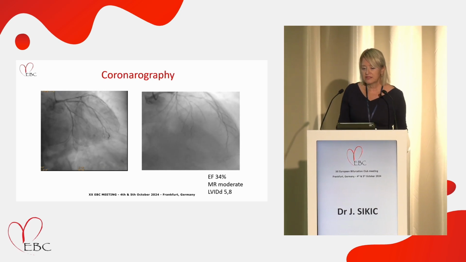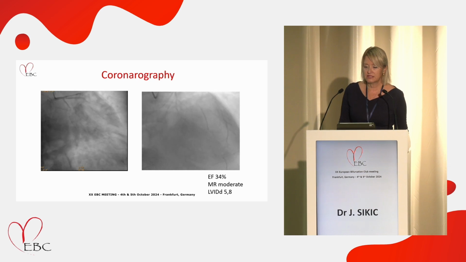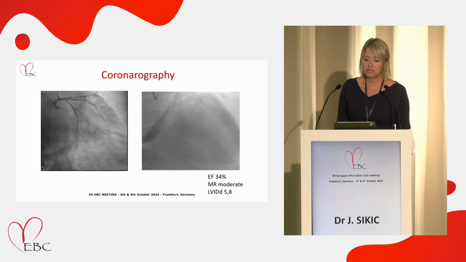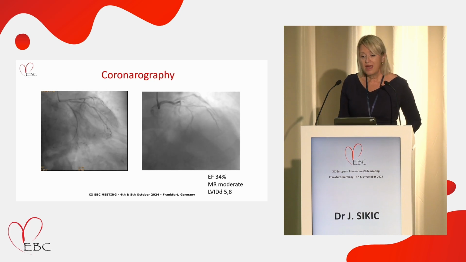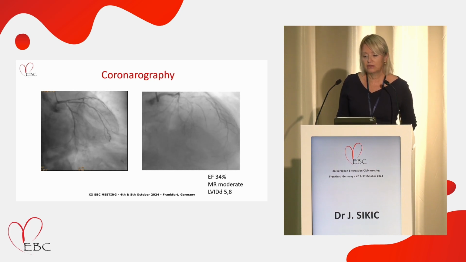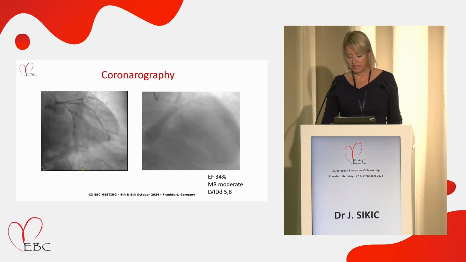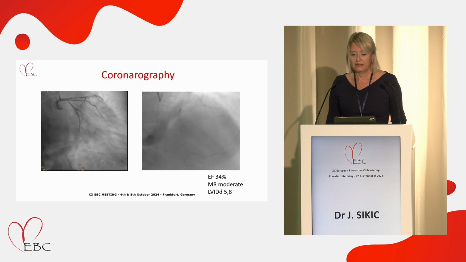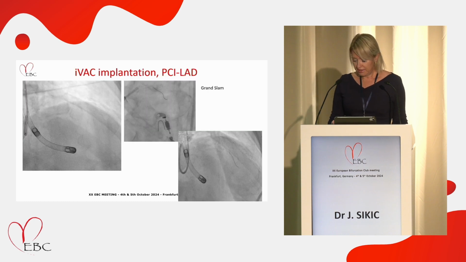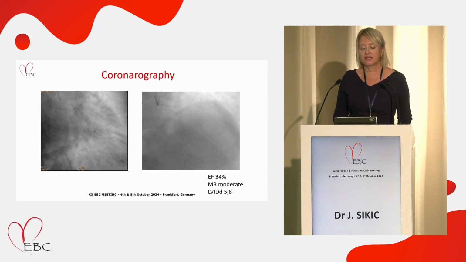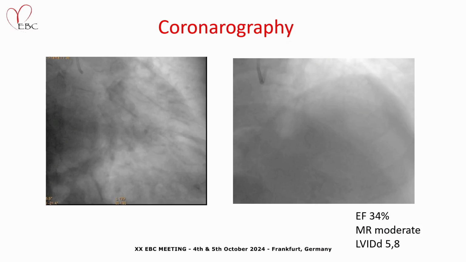And on the right side, you can see that there is a bifurcation lesion with a diagonal branch, with a lot of calcification as well. You can see that we have a dominant septal branch and subocclusion with calcification of the LAD. This patient had a low ejection fraction, about 35%. He had moderate MR and a slightly bigger left ventricle.